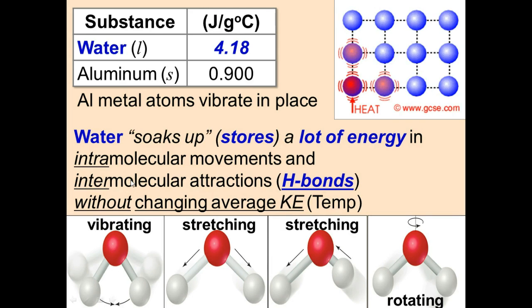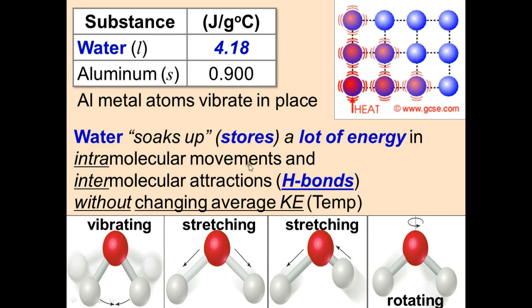So pretty much when you heat up water, it can vibrate or stretch these little bonds like this and this, or it can rotate. These are all examples of intramolecular motion because it's just one molecule. So all these molecules can vibrate, stretch, or rotate. Also, it's not included in these pictures, but the intermolecular attractions, or IMFs, or H bonds, hold them together.